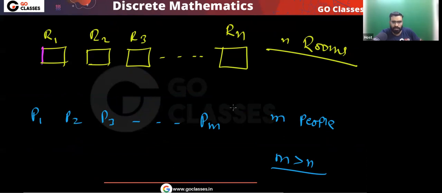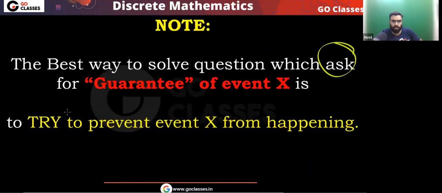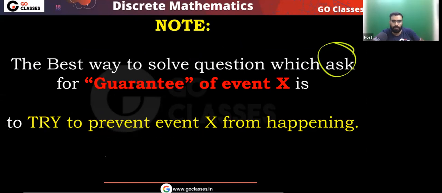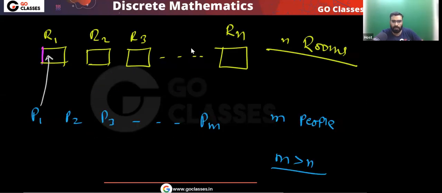Make sure that two people don't have to share a room. So what will you do? This P1 can go here. Agree with me? This P1 can go here. Can P2 go here? P2 cannot go here, because we will try to prevent two people from going to the same room. We are making sure that two people don't have to share a room.